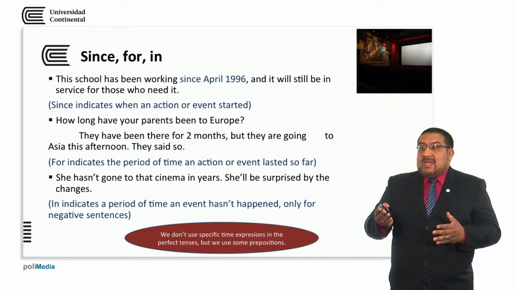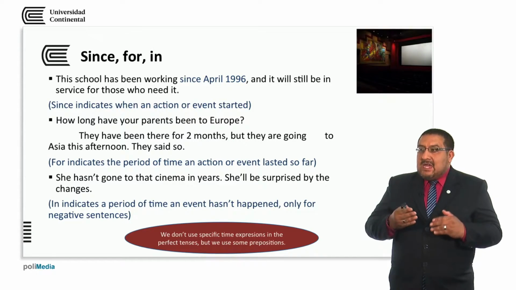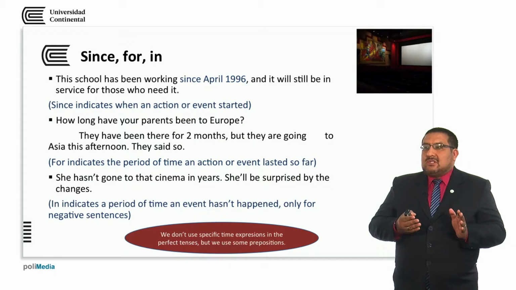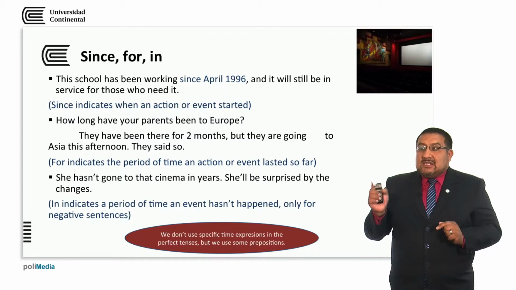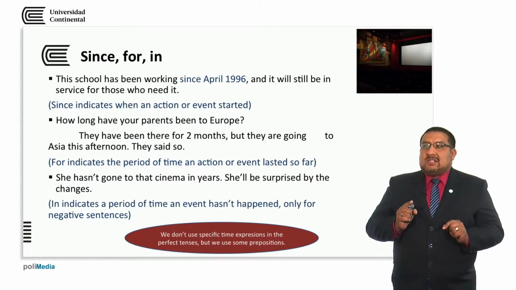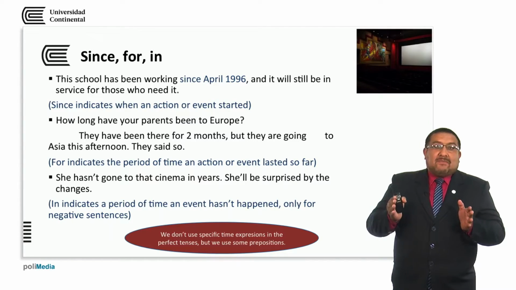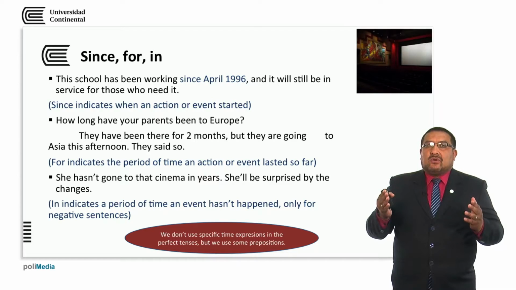And in the case of "in," you have this example. She hasn't gone to the cinema in years. She'll be surprised by the changes. She hasn't gone to that cinema in years. In this case, we have to use it only for negative sentences. And it indicates a period of time in which something hasn't happened. Something is negative and hasn't occurred.